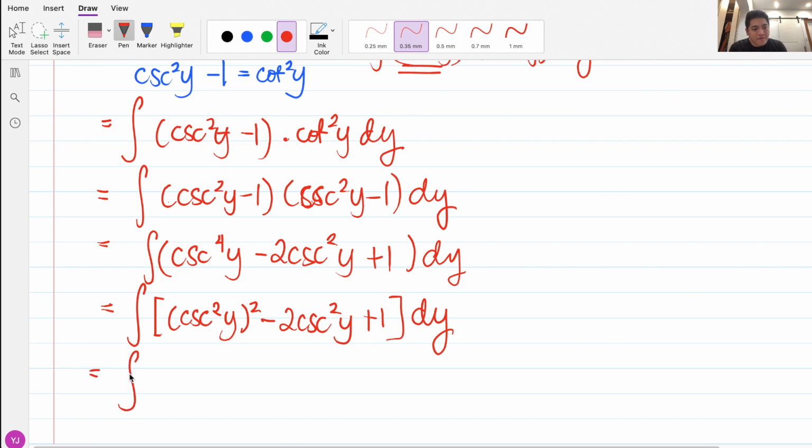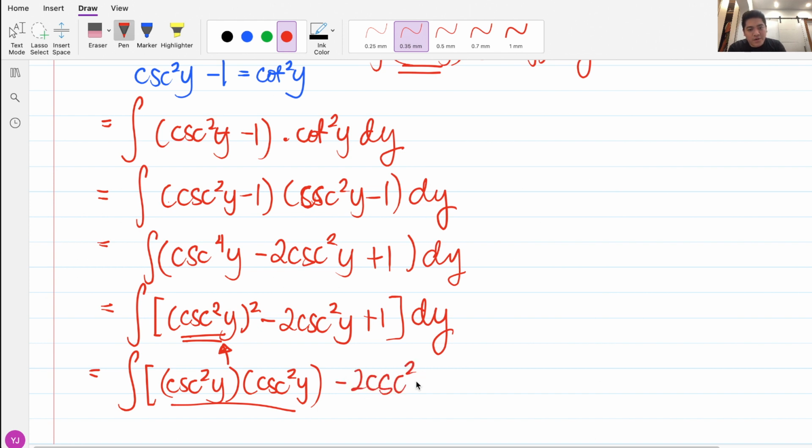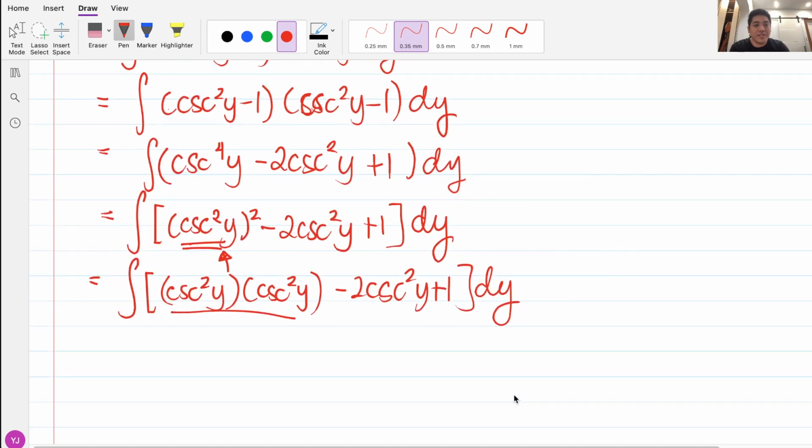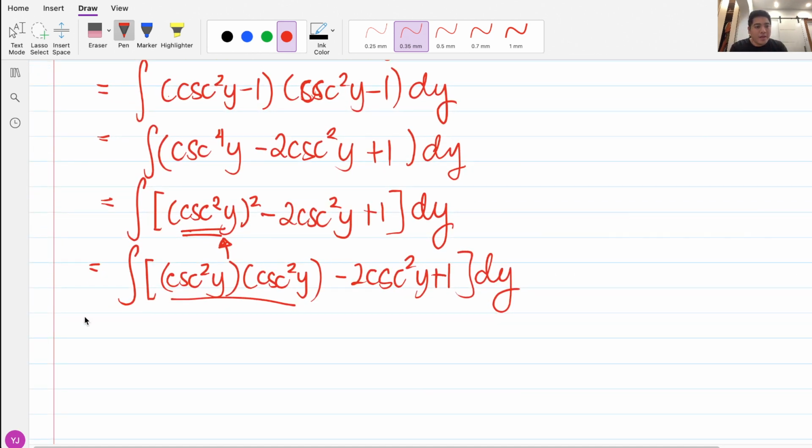So again, furthermore, if I'm going to spread this, such that I have cosecant squared y here multiplied by cosecant squared y. So this term is this term only. Okay? Minus 2 cosecant squared y plus 1 dy. Okay, I just split it up, and one of them I'm going to replace again.